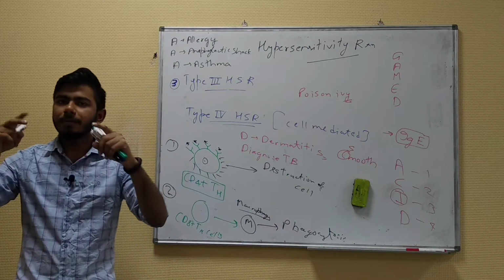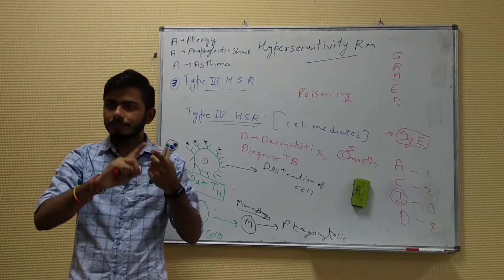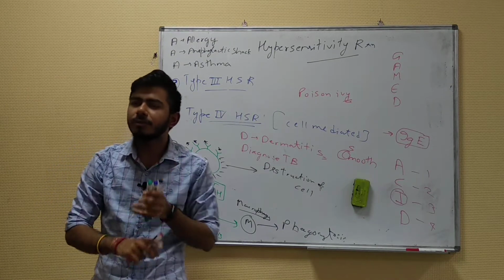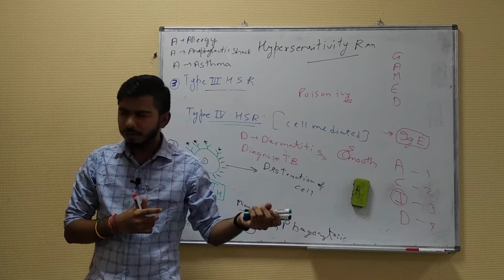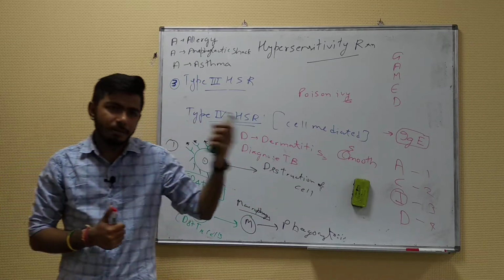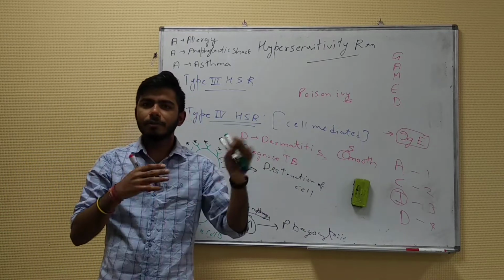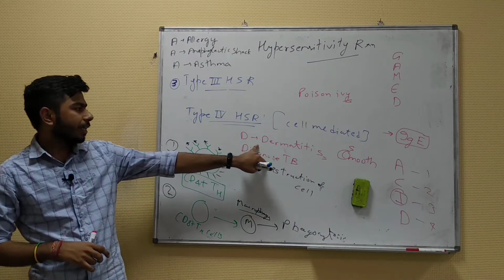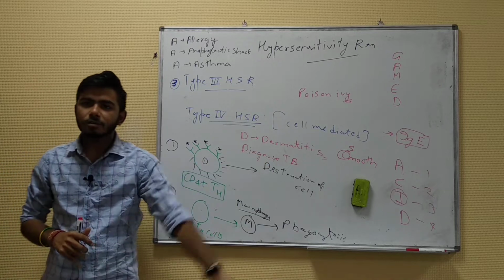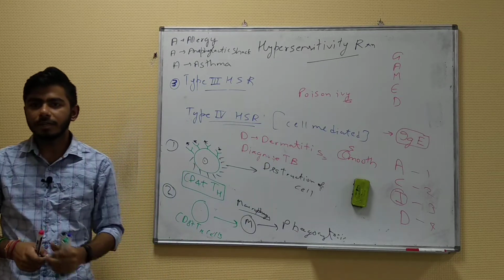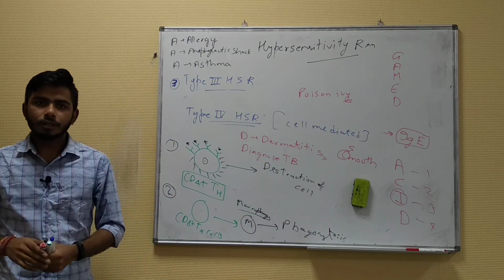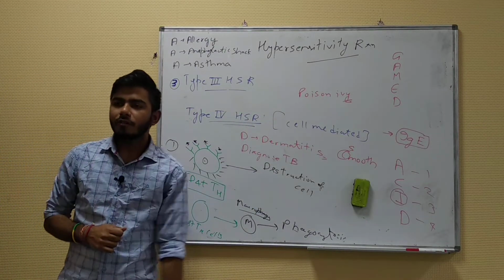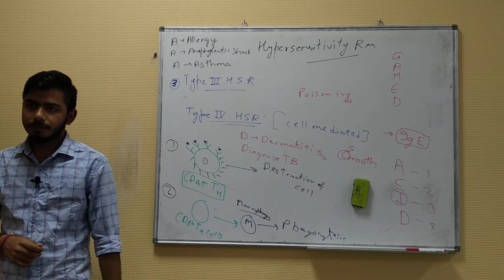What were the examples of type 2 hypersensitivity reactions? Erythroblastosis fetalis, Graves' disease, Goodpasture syndrome. Which one? Acute rheumatic fever. So these were the examples of type 2 hypersensitivity reaction. What are the examples of type 4? Dermatitis can be there. TB can be diagnosed with the help of type 4 hypersensitivity reactions. Okay. So this was about the hypersensitivity reaction. So now we will be talking about the MCQs.